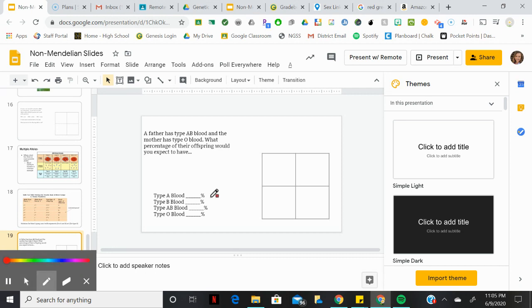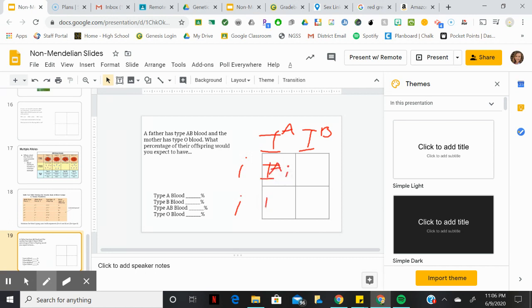So remember, the notation is a little bit different. You don't use A, B, and O. You use I's. So the father would be IA, IB, right? Because he's AB. Then the mother's type O. Type O is homozygous recessive, so she would be little i, little i. So then all the offspring would be IA i, IA i, IB i, IB i.